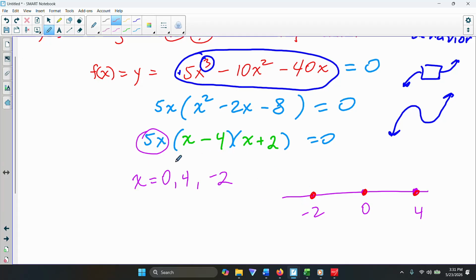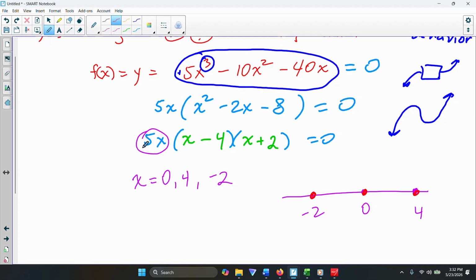So I'm going to pick a number to the smaller side, to the left side of -2. Any number will do: -5, -10, -1 million, it doesn't matter. I'm not looking for what the y value is there. All I'm looking for is its sign, plus or minus.